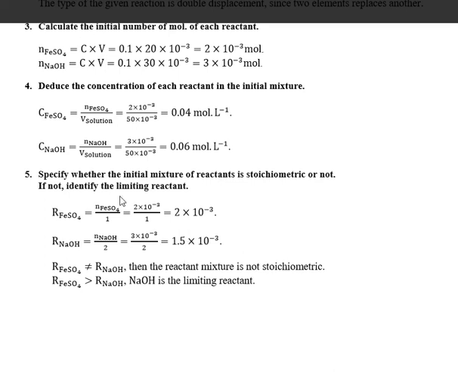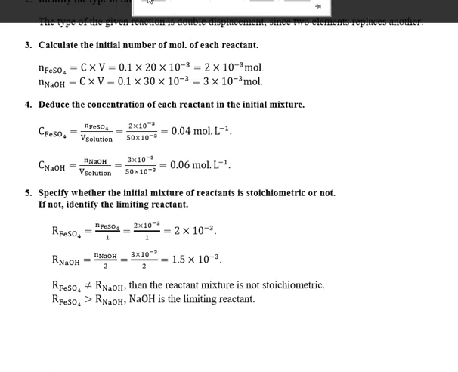To identify the limiting reactant, you have to compare both ratios. The reactant which takes the lowest ratio is the limiting reactant. Since the ratio of NaOH is less than the ratio of FeSO4, then NaOH is the limiting reactant. Don't forget that the limiting reactant is totally reacted at the end of the reaction, while the excess reactant FeSO4, a part from this reactant will remain at the end of the reaction.